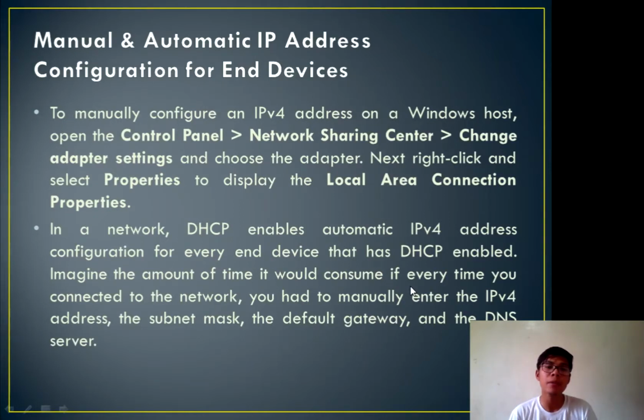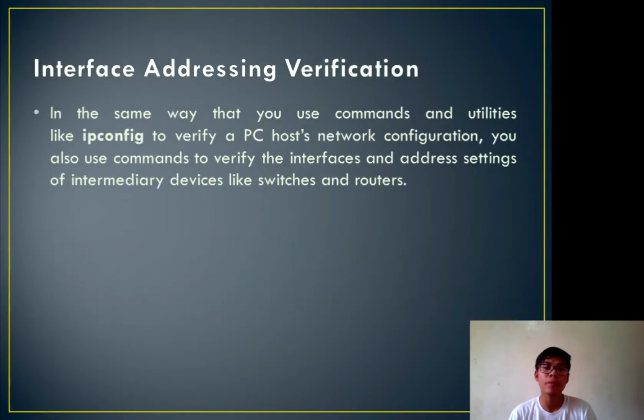Manual and automatic IP address configuration for end devices. To manually configure an IPv4 address on a Windows host, open the control panel, network sharing center, change adapter settings and choose the adapter. Next, right-click and select properties to display the local area connection properties. In a network, DHCP enables automatic IPv4 address configuration for every end device that has DHCP enabled. Imagine the amount of time it would consume every time you connect to the network. You had to manually enter the IPv4 address, the subnet mask, the default gateway, and the DNS server.